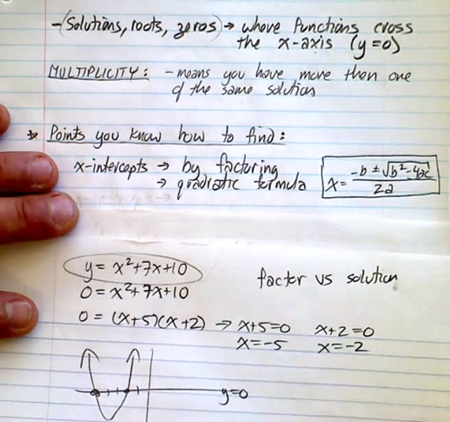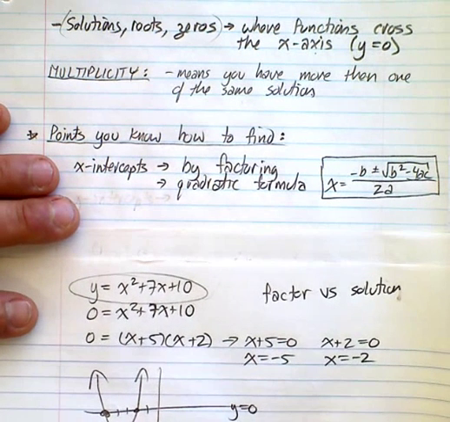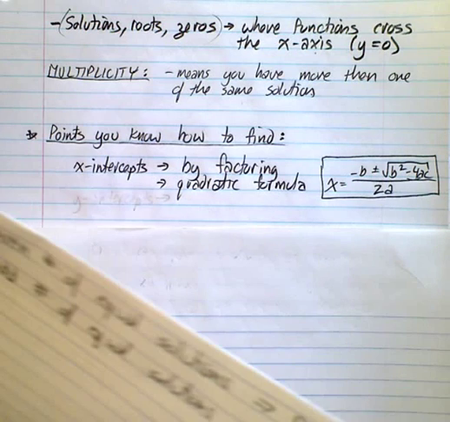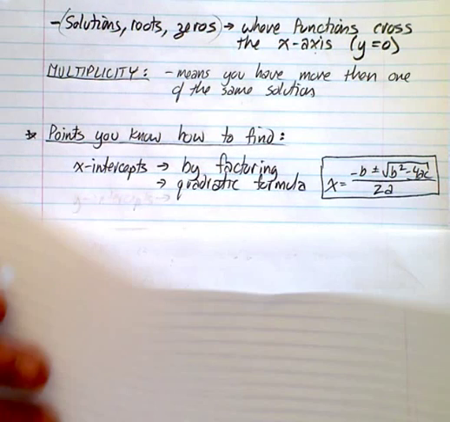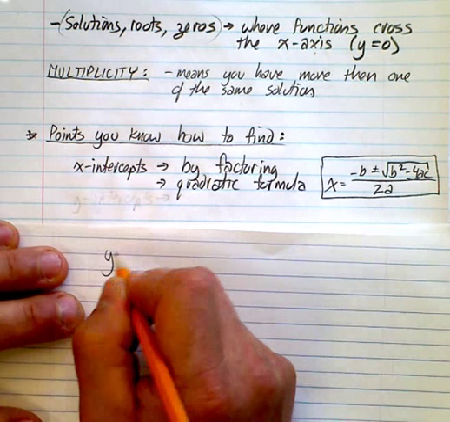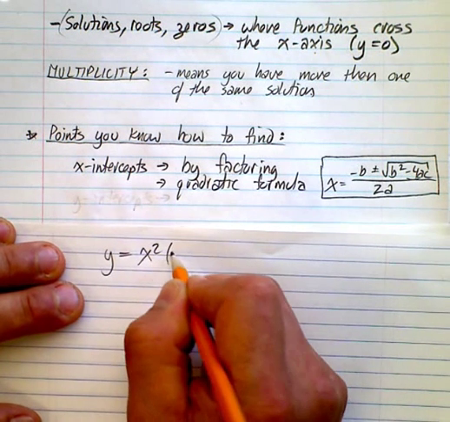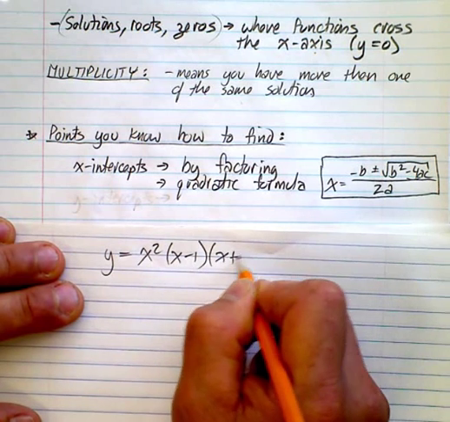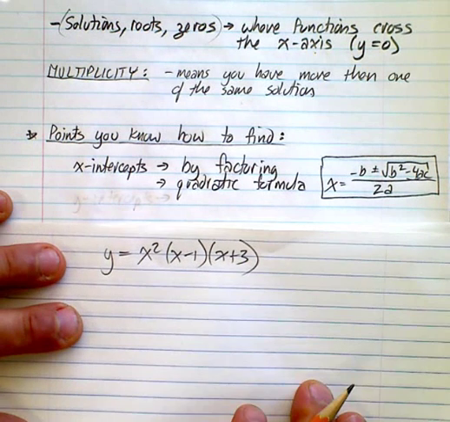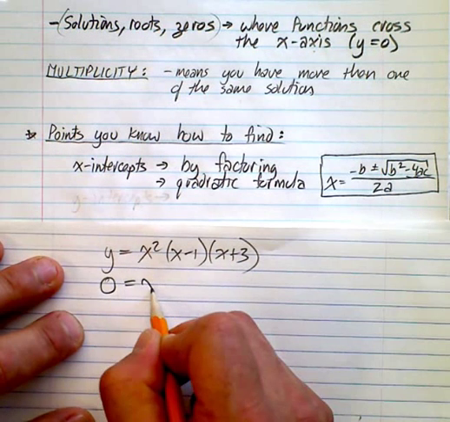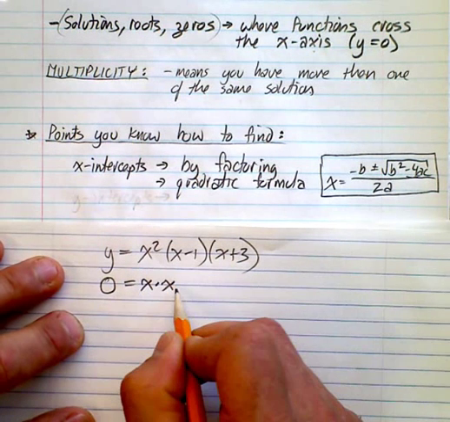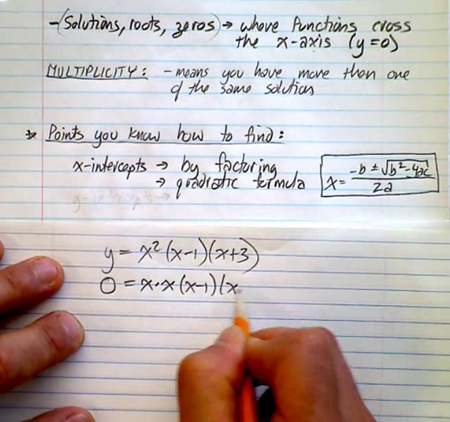Often, however, your intercepts would be found by looking at the function. You might have something like this: y is equal to x squared times x minus 1 times x plus 3. And you'll see that if you want to find the solutions, you make y equals 0. What I like to do is break that up because it reminds me that I have two solutions.